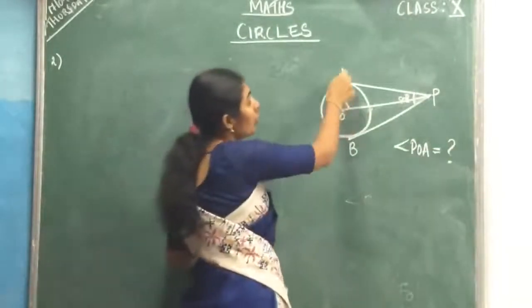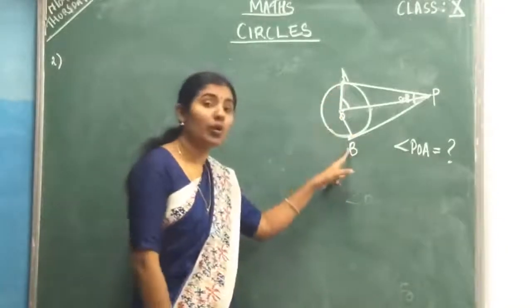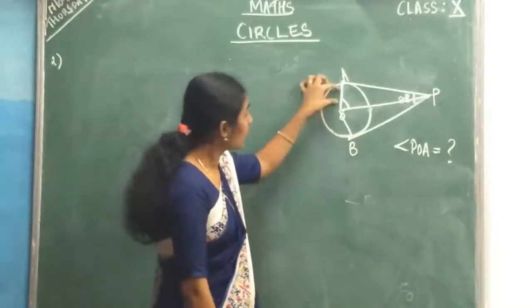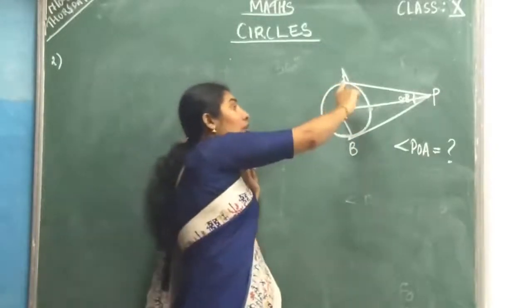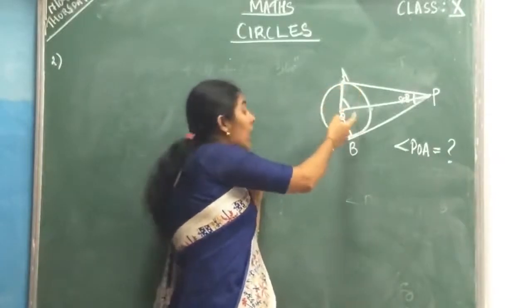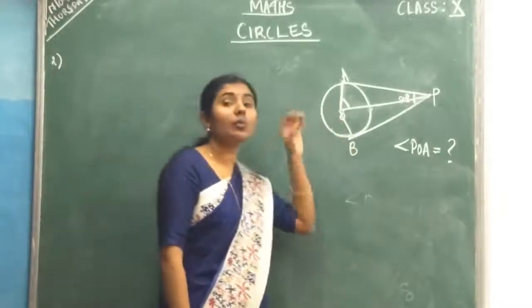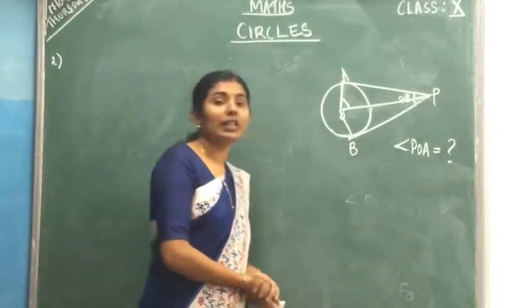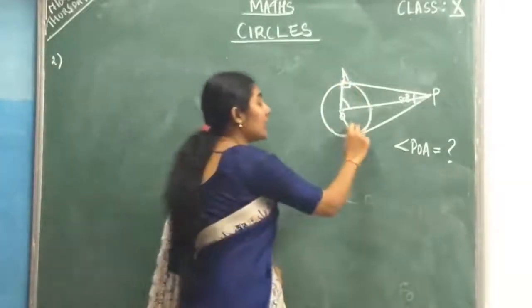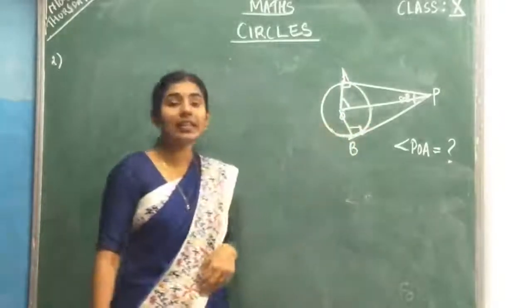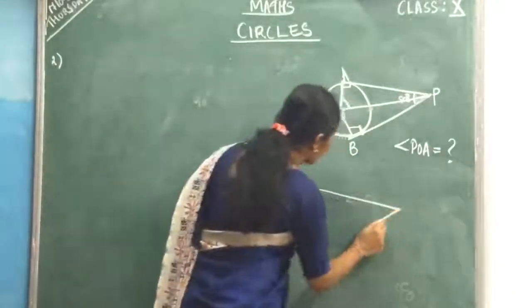First of all, you should join OA and OB. You know A and B are the points of contact, and these two radii are drawn from the points of contact. See here, OA is drawn from A and OB is also drawn from B. So by using the theorem, what can you say? Radius is perpendicular to tangent. And here what is the angle? 90 degrees. What is the reason? Radius is perpendicular to tangent. So see this quadrilateral.